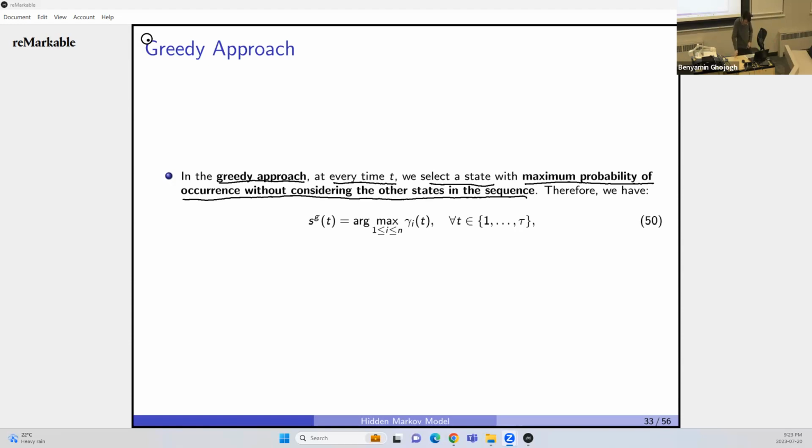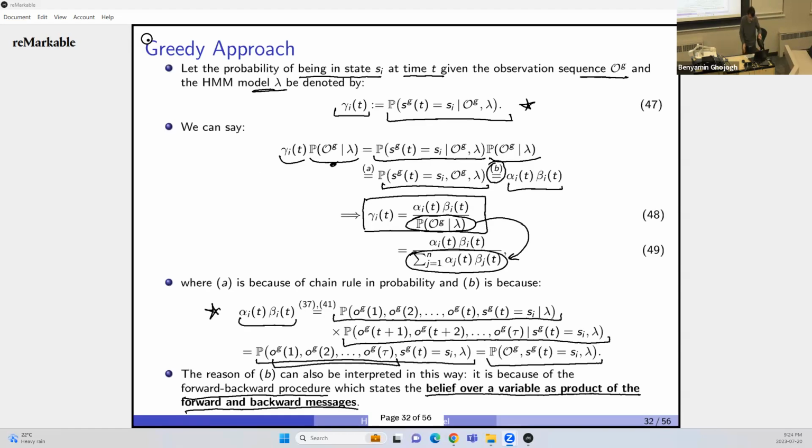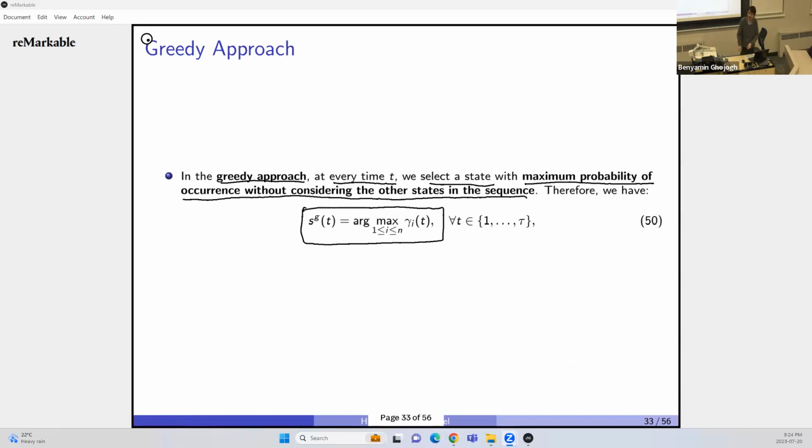Here we are doing exactly this. We are asking which state maximizes this gamma_i(t). What was gamma_i(t)? The probability in equation 47, the probability of S_i given O, right? Which state maximizes this? Take that, at every time.